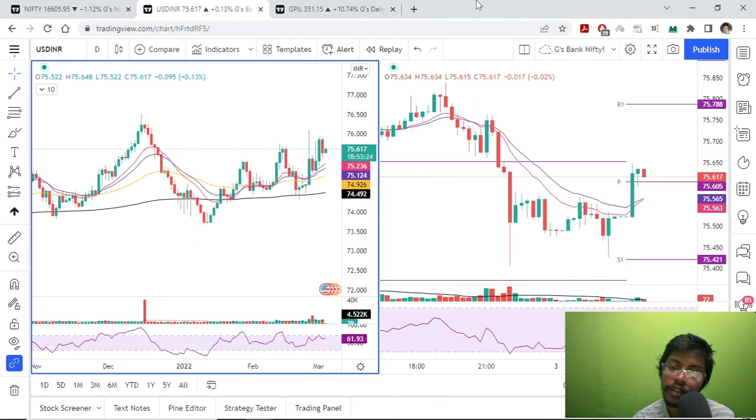So we discussed Nifty, open interest on Nifty, and then Bank Nifty and open interest on Bank Nifty, and USDINR along with SGX Nifty. So that's a quick recap.